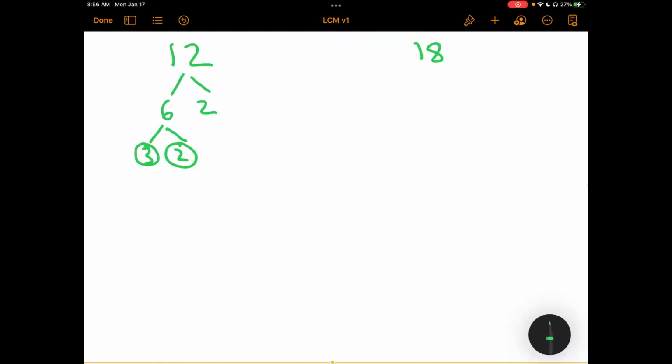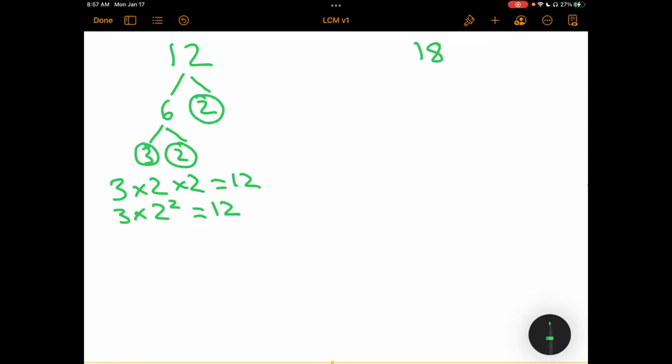3, 2, and 2. And like we did in our previous videos, we can check our answer by multiplying our prime numbers. So if I multiply 3 times 2 times 2, it should give me 12. And you can also write it as 3 times 2 squared. Same thing, still going to give you 12. Just another way to rewrite it.